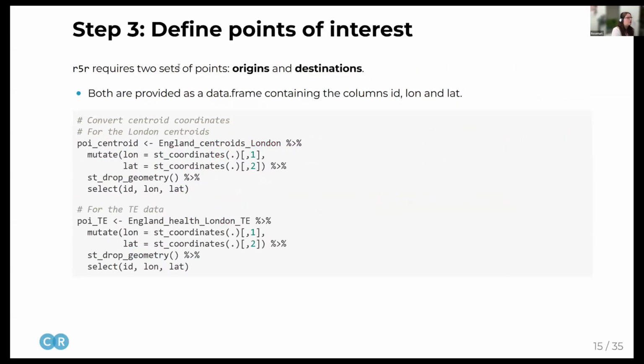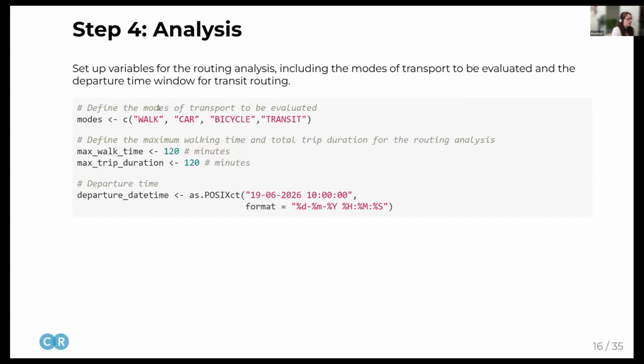Then we need to define our points, specifically our origins and destinations from that map earlier. You need to have a format with ID, lon, and lat. All this is doing is converting the geometry columns into coordinates for the centroids, our origins, and our destinations. We define our modes, our walking trip time, and our trip duration. I've set these to 2 hours, and for the sake of the transit timetables, we also need to set our departure time, which was last week at 10 a.m.